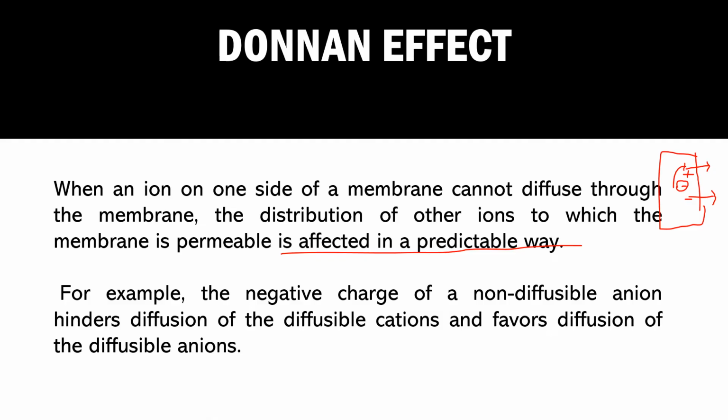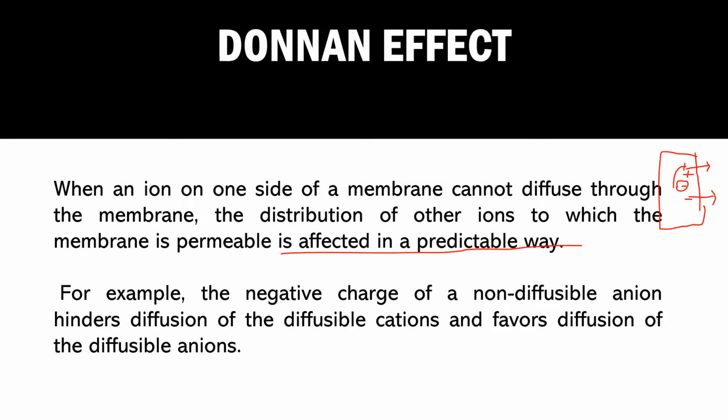So what is the Donnan effect? The Donnan effect means that when an ion on one side of a membrane cannot diffuse across the membrane, the distribution of the other ions to which the membrane is permeable is affected in a predictable way. What does it mean? Suppose there is one ion which is not diffusible, and this side also has some positively charged ions and some negatively charged ions. This ion cannot diffuse. Now it will affect the movement of the other, diffusible ions across the cell membrane.